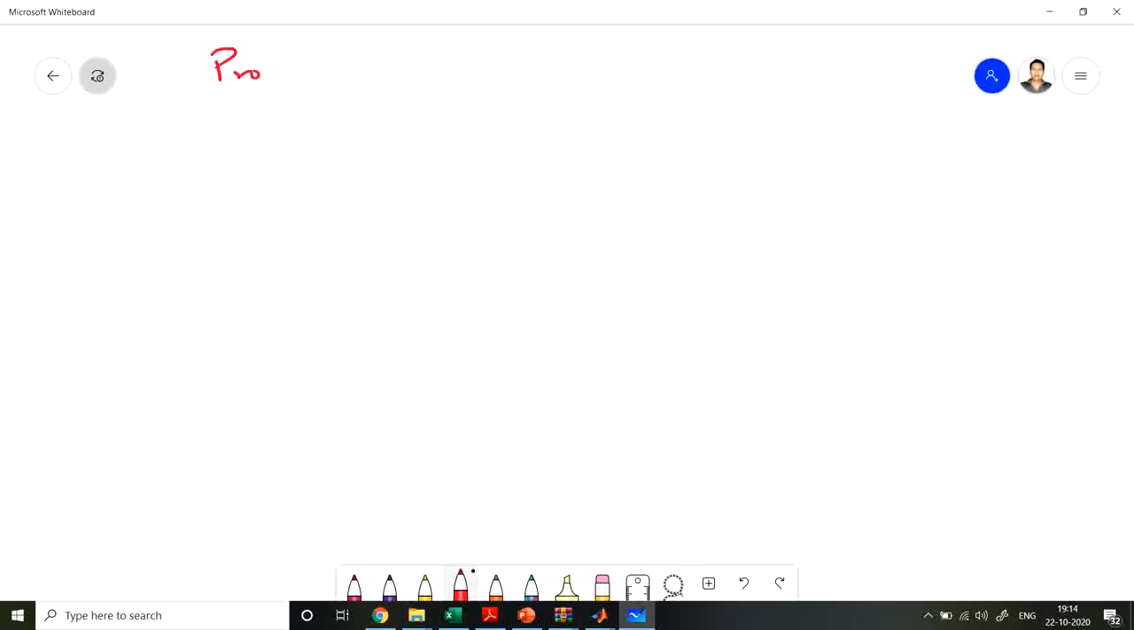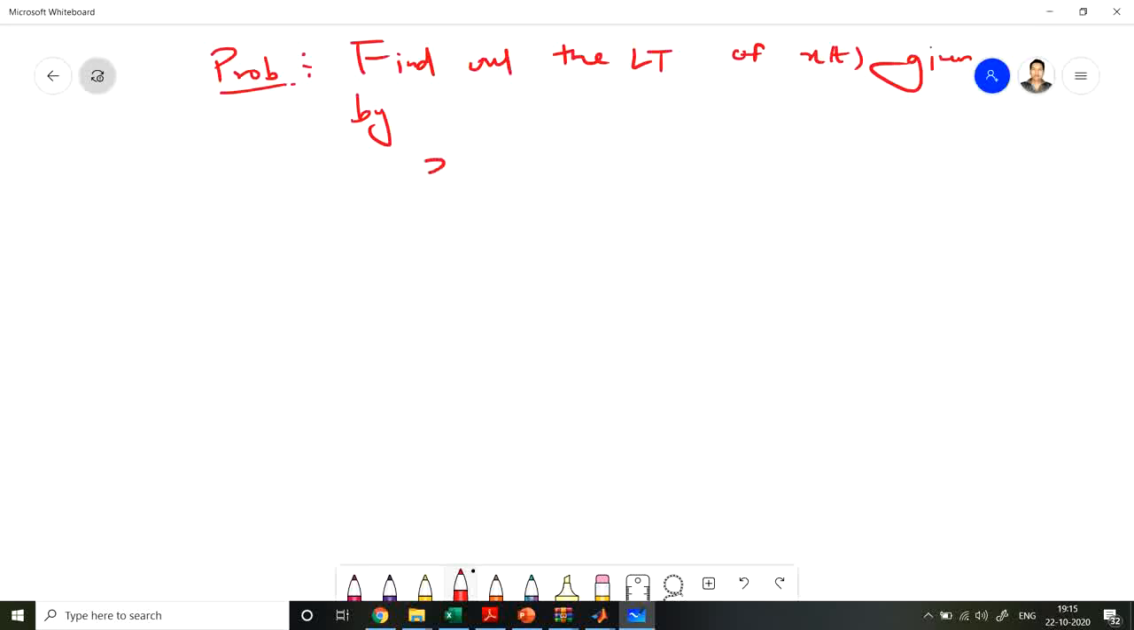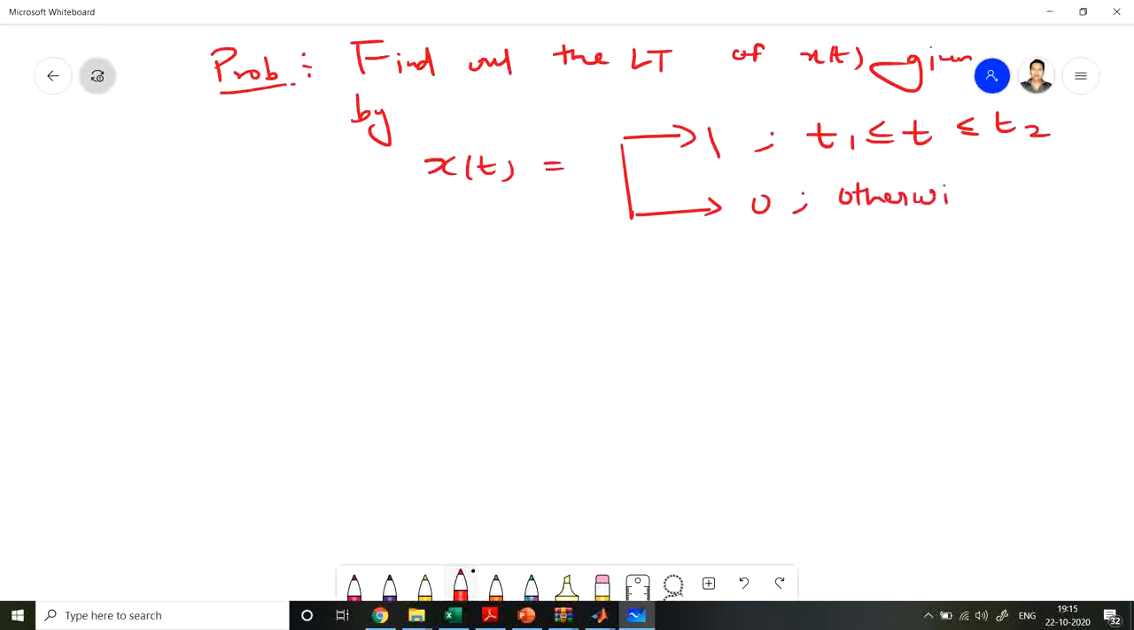Let us do another problem. In this problem, find out the Laplace transform of x(t) given by x(t) = 1 for t1 less than or equal to t less than or equal to t2, and 0 otherwise. Find out the Laplace transform. So let us solve this problem.